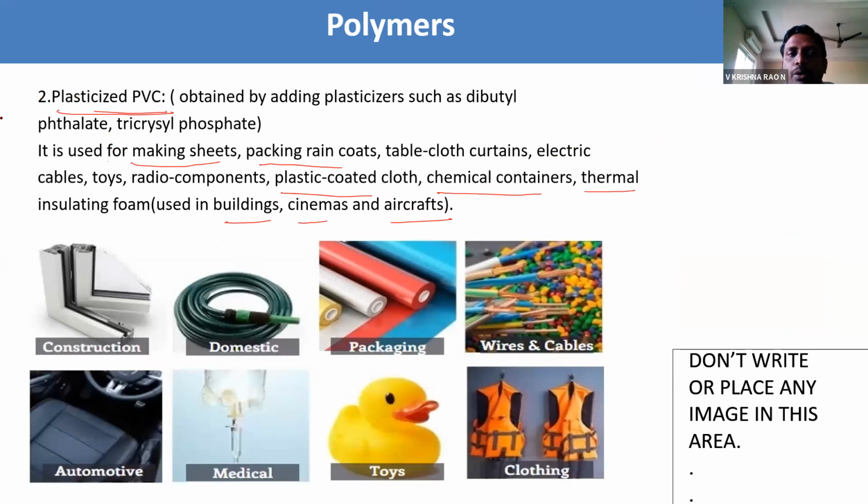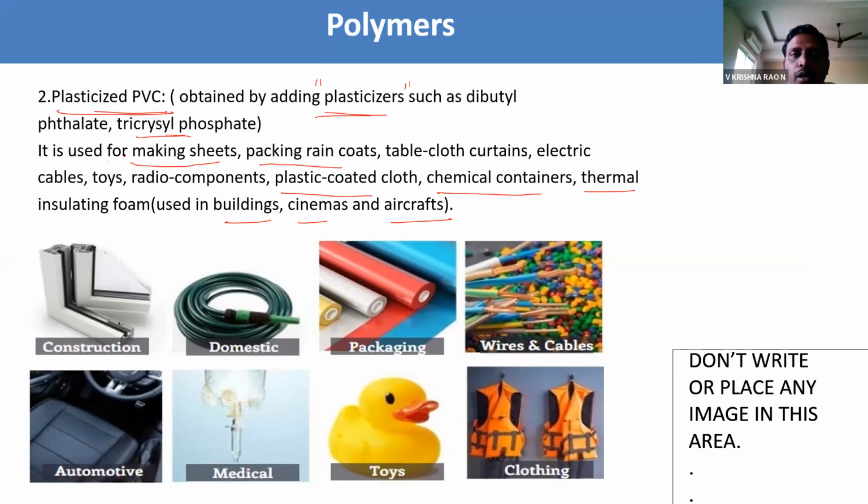Coming to the plasticized PVCs, these are obtained by adding plasticizers such as dibutyl phthalate or tricresyl phosphate. By adding these plasticizers, plasticized PVCs are obtained.